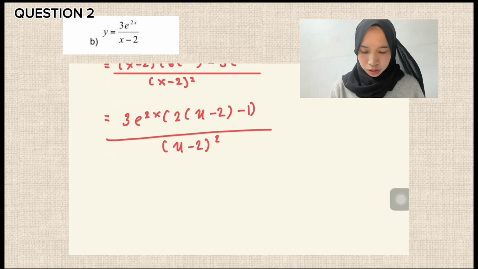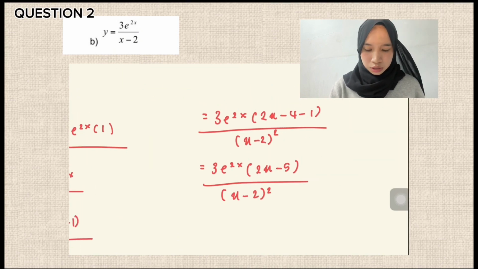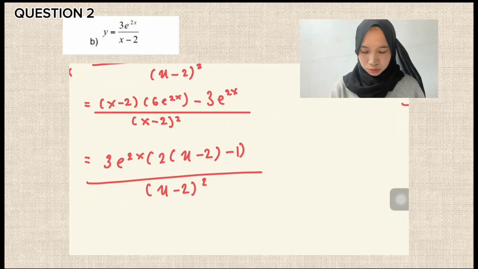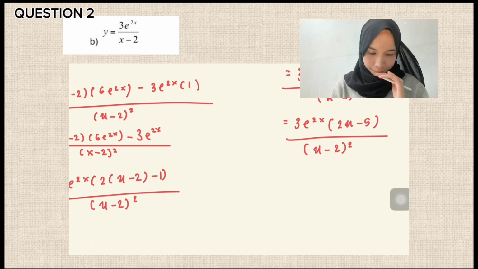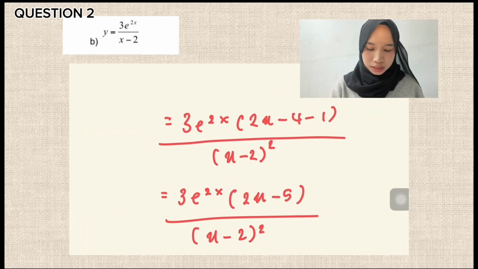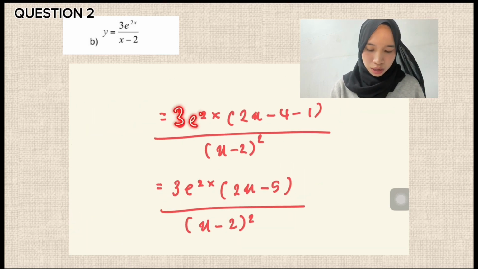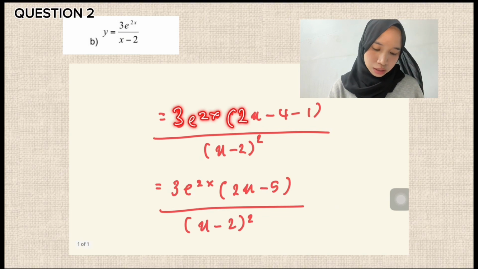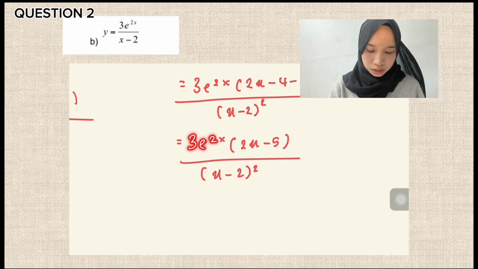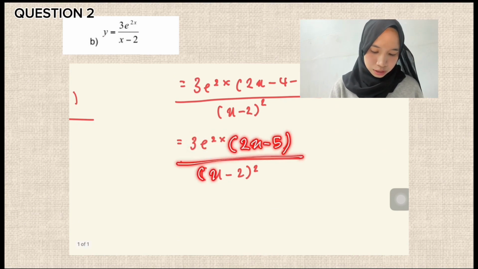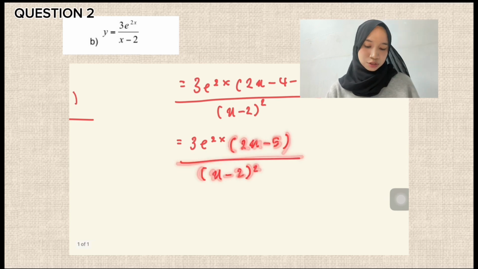So the bottom is not going to change. We can simplify it as this one, we multiply, and we get 3e to x, bracket 2x minus 4 minus 1, and we simplify it, and we get the answer, which is 3e to x, bracket 2x minus 5, over x minus 2 squared. So this is the final answer.